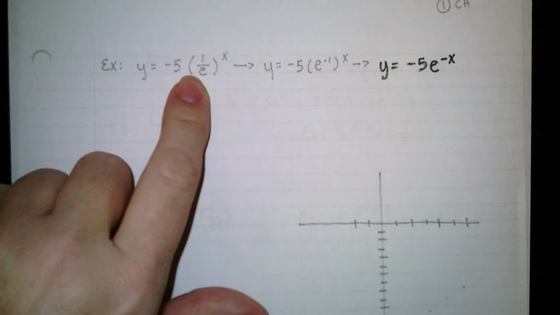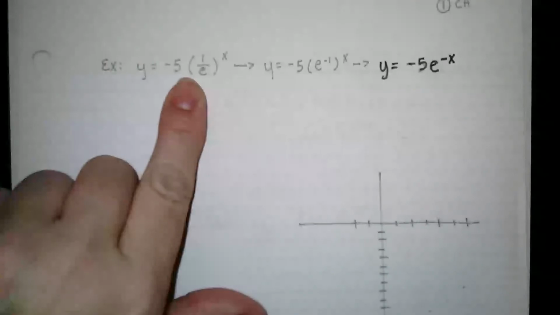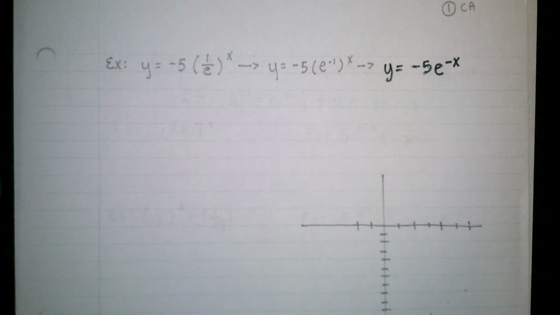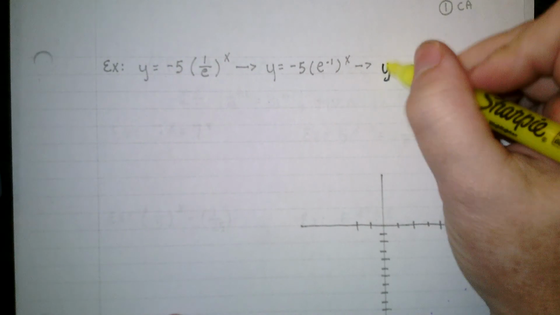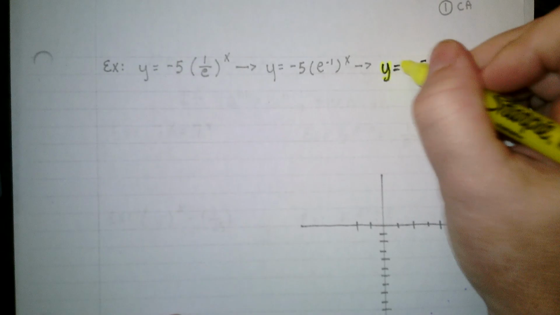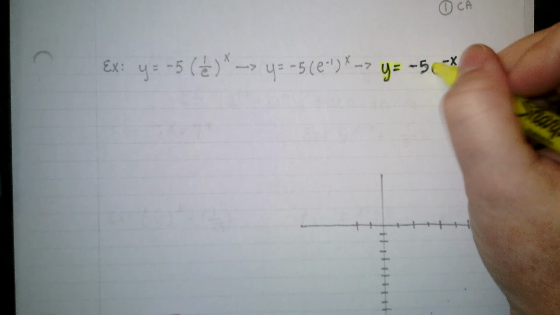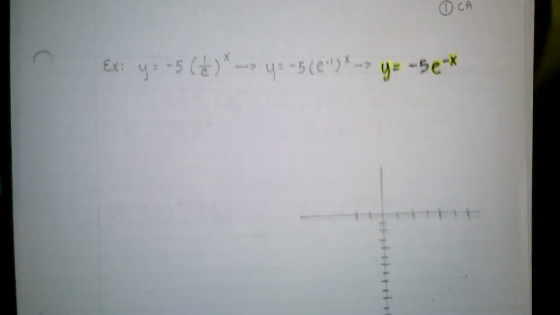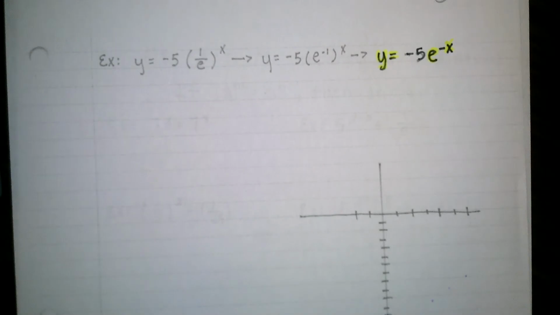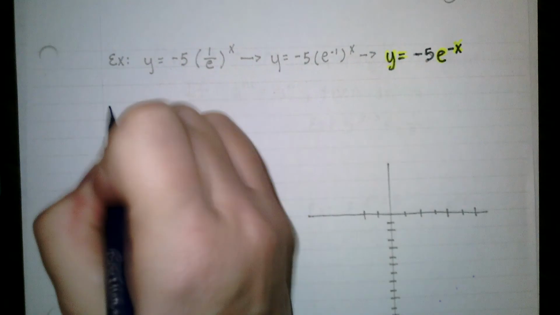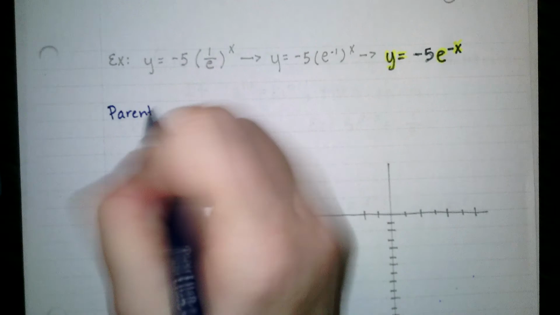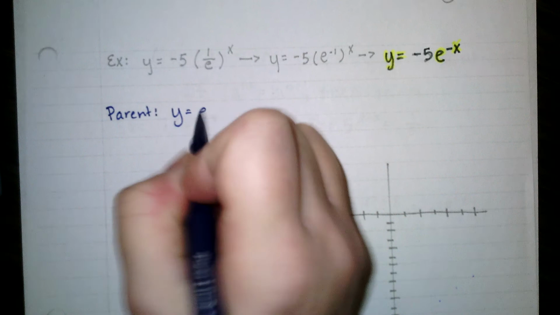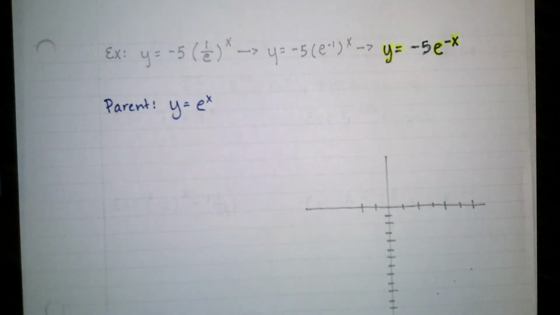is the same as this function here. So remember, the first thing we want to do is identify the parent, and that is going to be y equals, the base is e, the exponent is x. So y equals e to the x is the parent. And that's going to give us our 3 starting points.